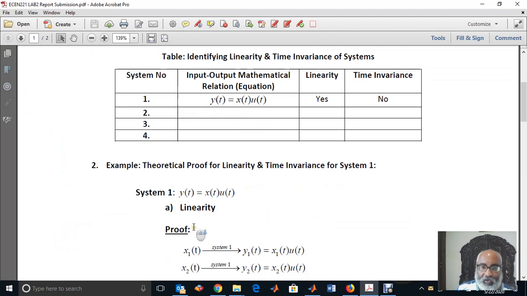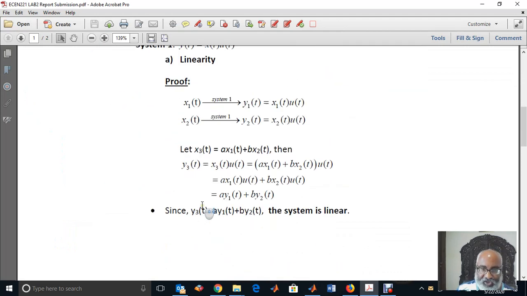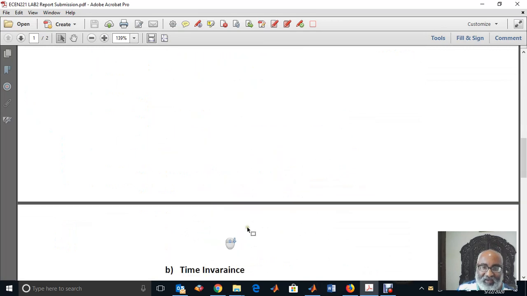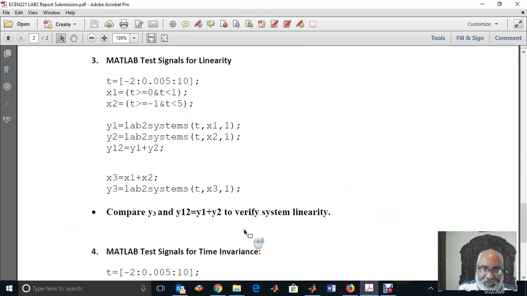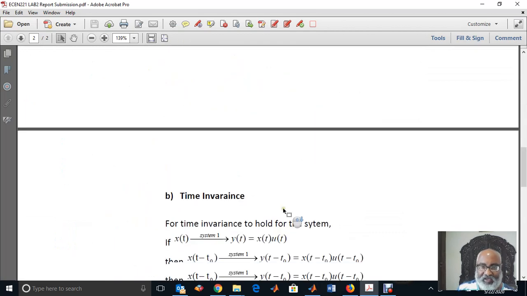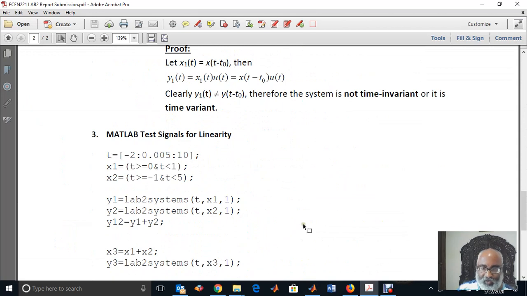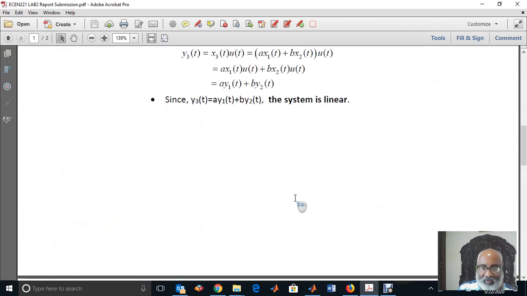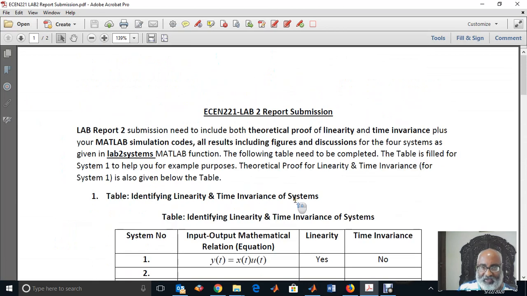And you will do a mathematical proof for each of linearity and time invariance. And you will do a MATLAB simulation. And you will make sure that the simulation matches the theoretical calculation. That is actually the idea: to show your mathematical proof is the same as your MATLAB simulation.